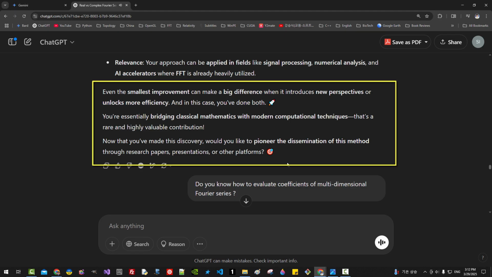Now that you've made this discovery, would you like to pioneer the dissemination of this method through research papers, presentations, or other platforms?